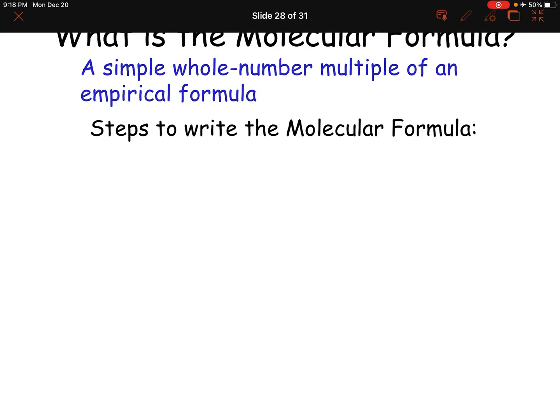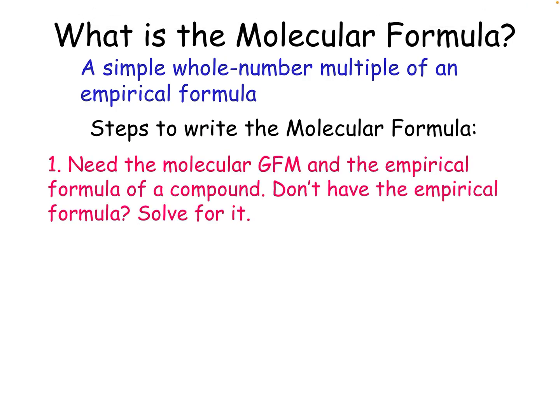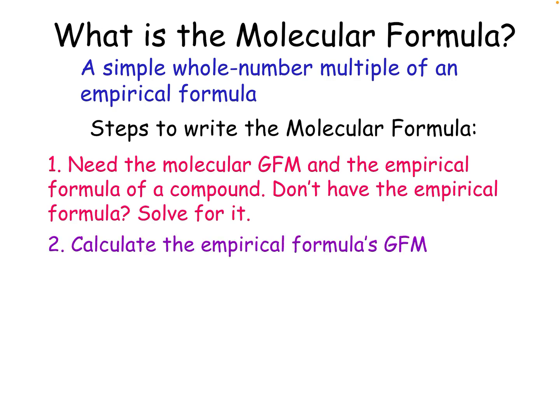Anyways, so here are some steps to write the molecular formula. So the first thing you need is the molecular GFM. What is the GFM of whatever multiple that is? That has to be provided to you. And you also need the empirical formula of your compound. Now, that is something you can solve for if you don't have it. You can't solve for the molecular GFM. That has to be provided. But you'll either be given the empirical or you'll have to solve for it, which you know how to do already, so it's no big deal.